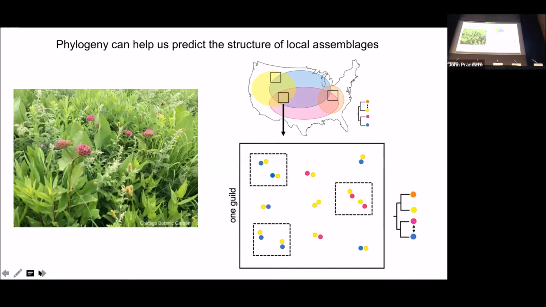So we can get at non-target species, and that can really improve our parameters for those species. Phylogeny can also help us predict the structure of local assemblages. So if at the regional scale we see those three species, yellow, blue, and pink, overlapping, at the local assemblage scale, we might actually see that those close relatives, pink and blue, do not overlap at all. They rarely co-occur. And so if we can identify those phylogenetic structures of community assemblage, are closely related species found together, or are distantly related species found together, then we can start to predict, for instance, whether an invasive species would do well in a local assemblage based on its phylogenetic distance from that community.